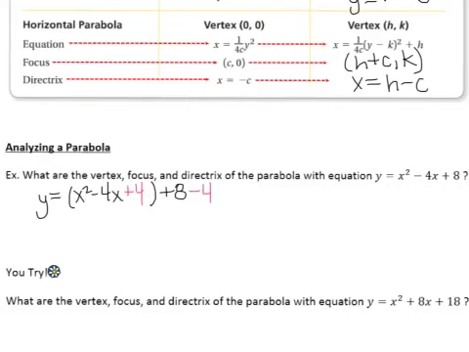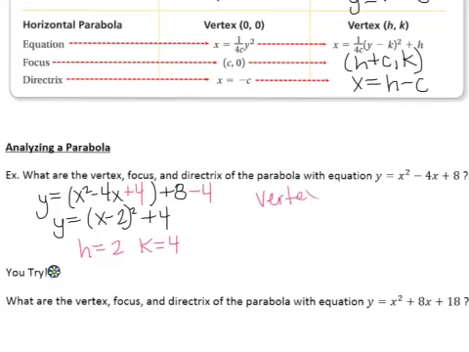Now I'm going to factor this perfect square that I just created. So it will be y equals, parentheses, x minus 2 squared, and combining positive 8 to minus 4, we get positive 4. So here's my vertex form. And I can see that my h is equal to 2 and my k is equal to 4. So my vertex, which is at h, k, is going to be 2, 4.